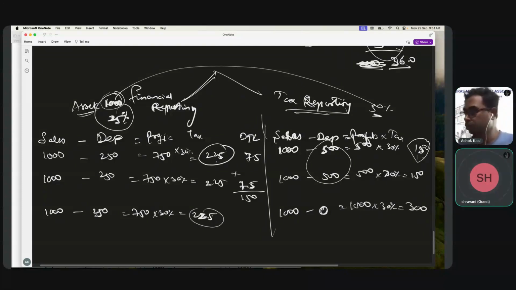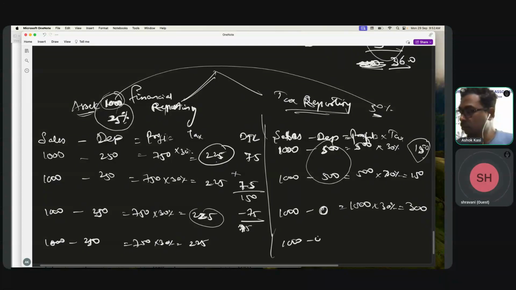Now what should I do? I'm supposed to pay 300 now. That means I'm paying an extra 75. So now what will I do? I will reduce it from this 150. Is it okay? Yes, sir. Okay, see, now I'm adjusting like this. Then fourth year, 1000 minus 250 equals 750, into 30 percentage comes to 225.